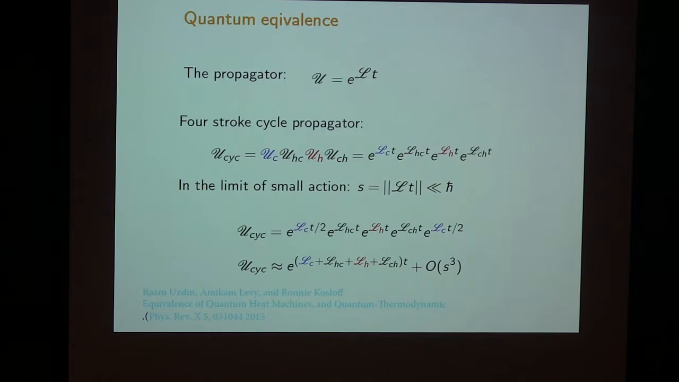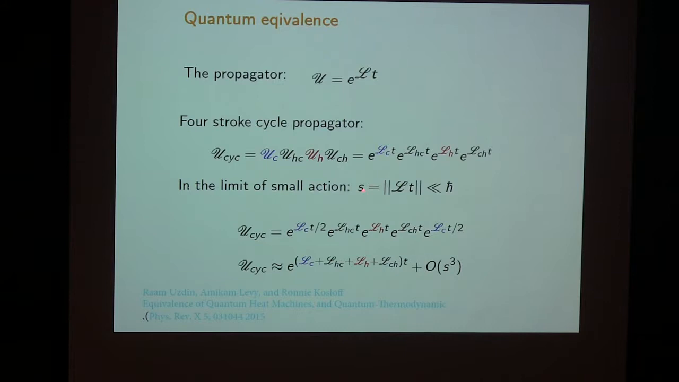And what can we say? We can look at this in the following way. We have this propagator. I can always write it as an exponent of some Liouvillean times T. And as we saw, the four-stroke cycle propagator goes hot, cold, hot, cold. This is the cycle propagator. Now, if I use this expression, I can write it as a product of four propagators. And now there's a trick that I'm sure most people know: if you have small action, I can expand this exponent. So the norm of L times T is not larger than h bar, that for sure would work.